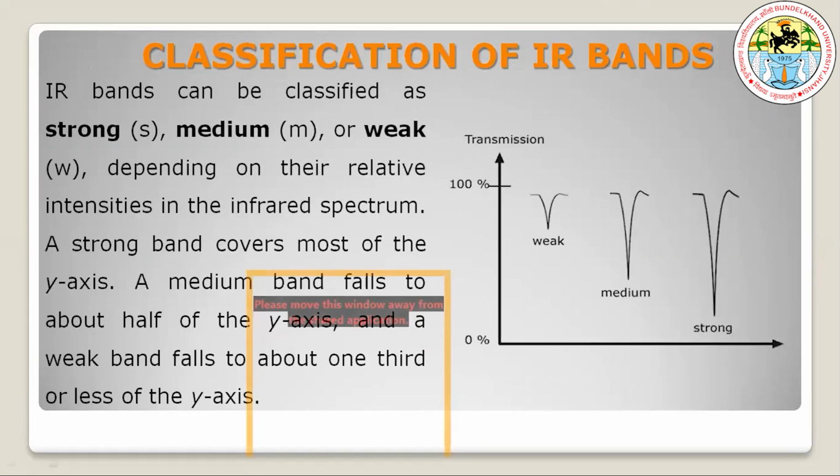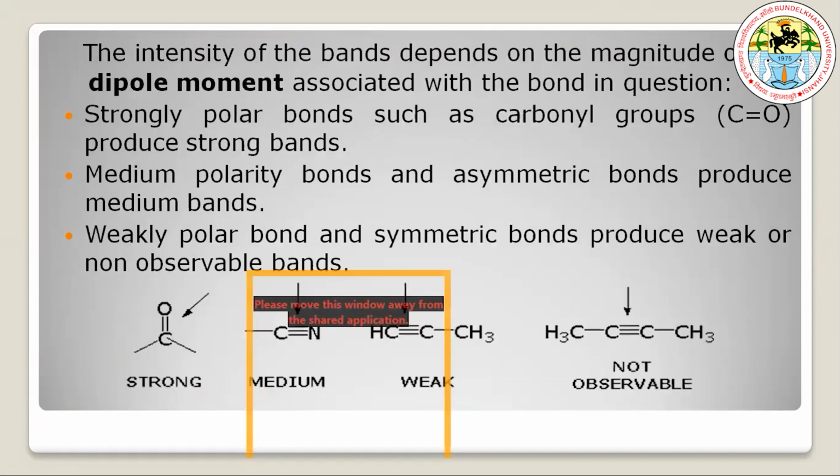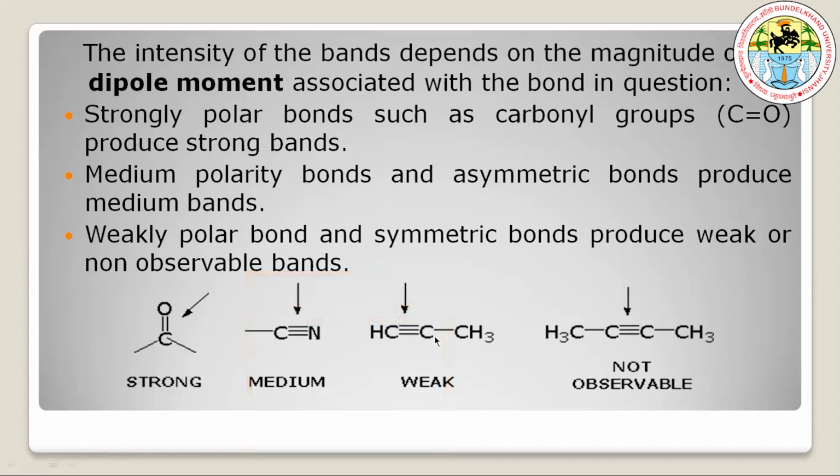So here are some fundamental concepts. I am not going into details of all these. I am going to the interpretation section. Here are some important things essential for interpretation of your data. Here I would like to show that there are different kinds of molecules. Here is C double bond O, here is C triple bond N, here is C triple bond CH, and here is CH3 triple bond CCH3.